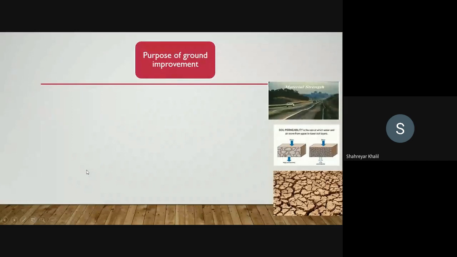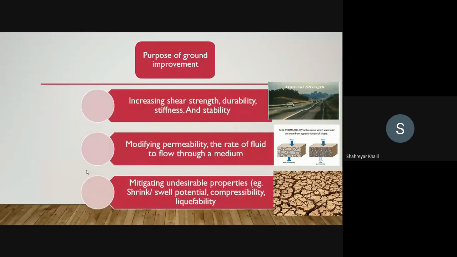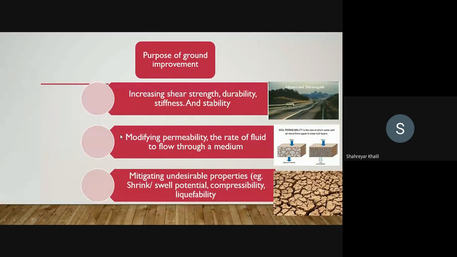So what is the purpose of the ground improvement? The first and most important reason for ground improvement is to increase the shear strength, to increase the durability of the structure soil, so that the structure may stand on the soil for a longer duration, and to increase the stiffness and stability, so that the soil is stable and does not undergo any settlement during construction or after construction is completed.